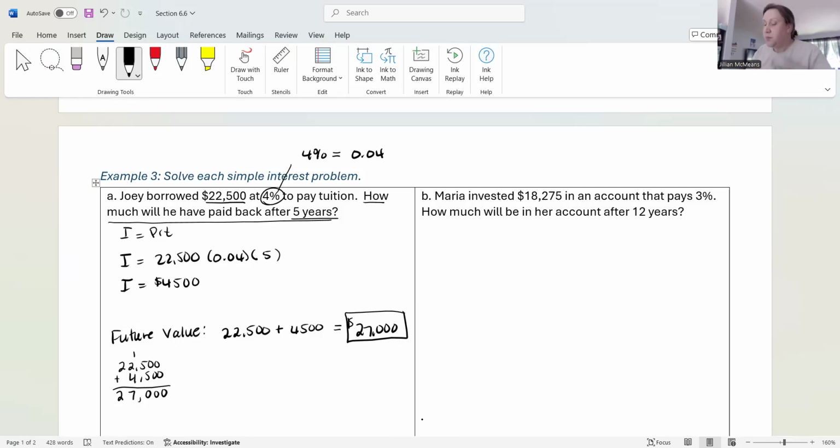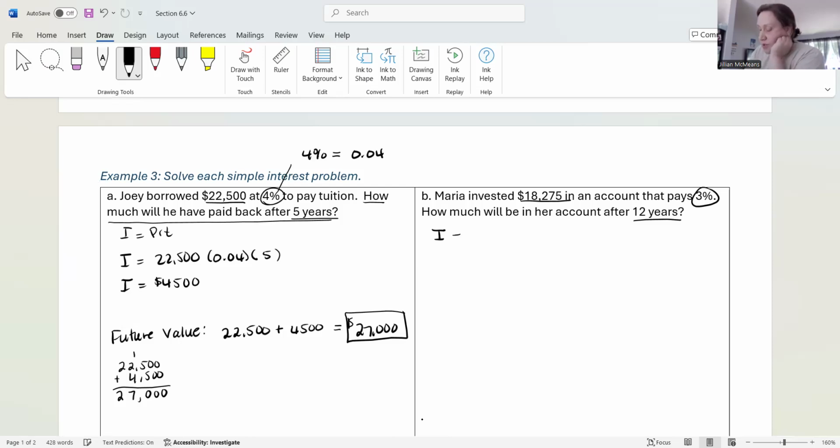Okay. Part B, Maria invested $18,275 in an account that pays 3%. How much will be in the account after 12 years? So again, this is very similar to part A. We need to figure out the interest, but we're really being asked how much does Maria have 12 years from now? So she's going to have how much she invested plus any interest she earns. This is like a two-part problem.